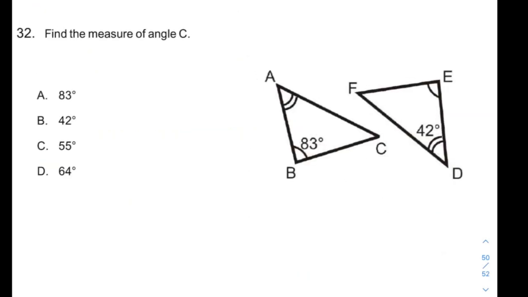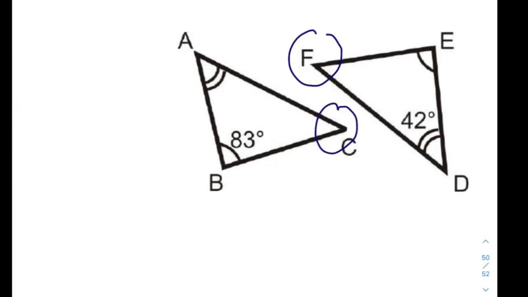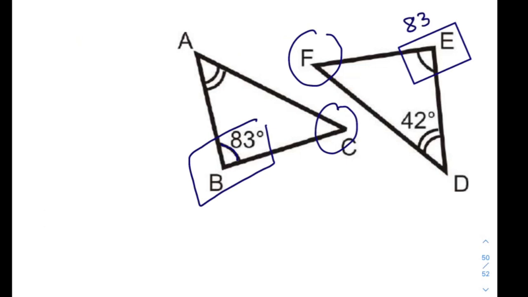Find the measure of angle C. What is the measure of angle C? Now, as you see here, angle C is congruent to angle what? This is angle C. It will be congruent to angle F. Do you know any of them? Yes. And this angle has one arc, so this is exactly the same as this one. So this is 83 as well.